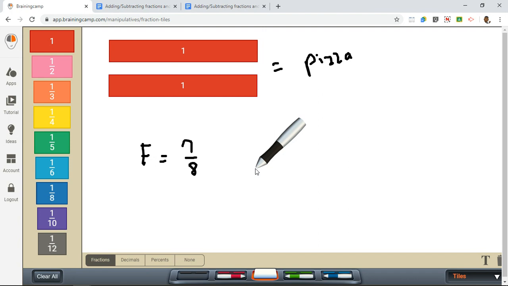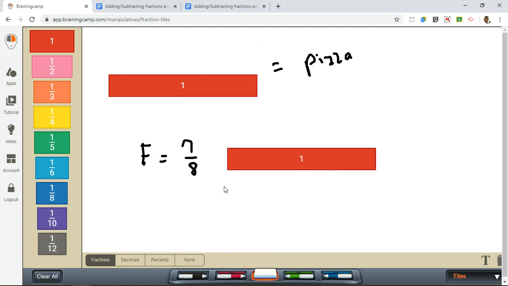If he had 7/8 of pizza, or he ate 7/8 of pizza, there has to be a certain amount that is, in a way, remaining. So that being said, if we were to take one of these wholes, right, that's a whole pizza, and we have eighths. So let's put the eighths here. 1, 2, 3, 4, 5, 6, 7.